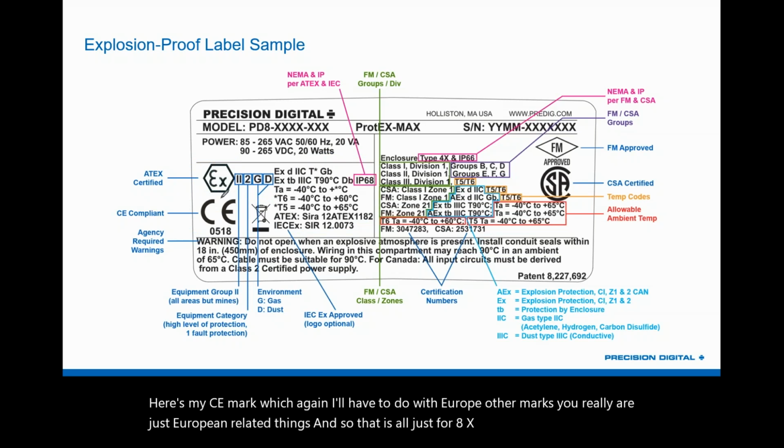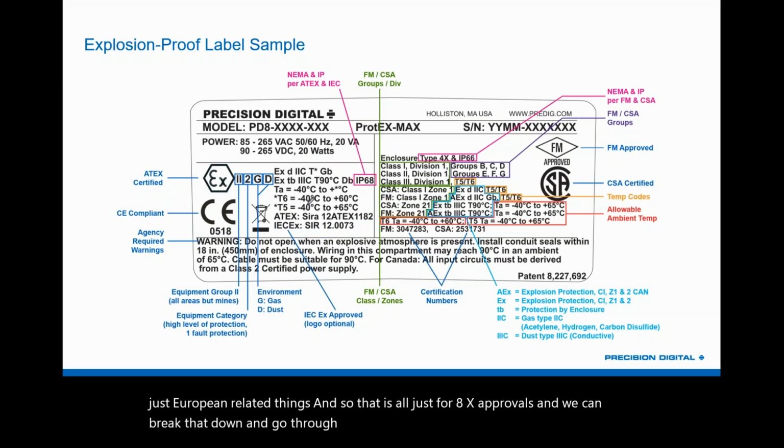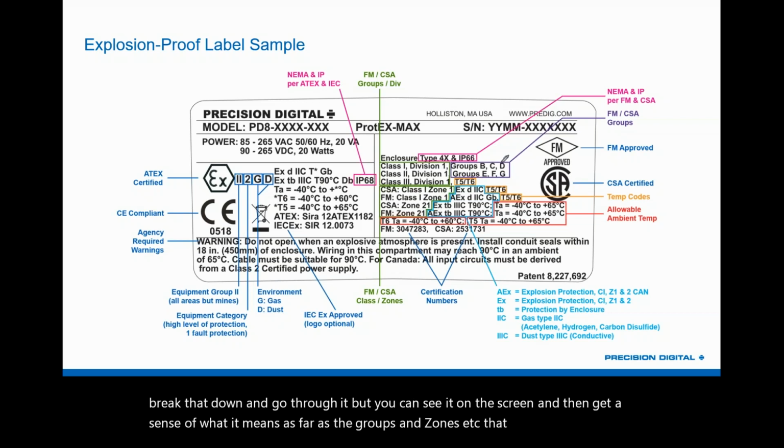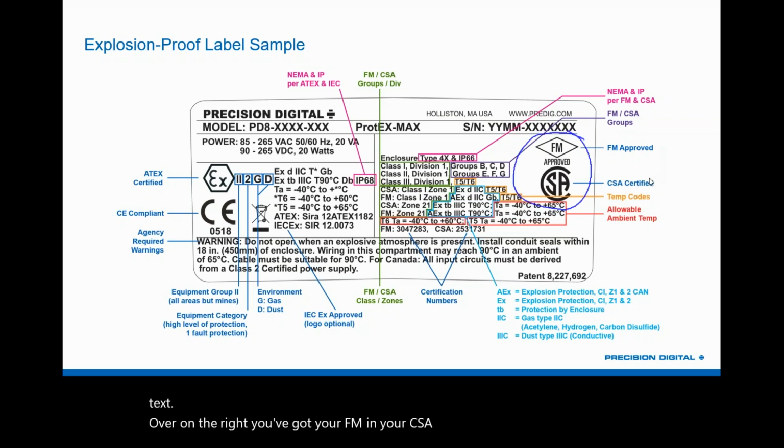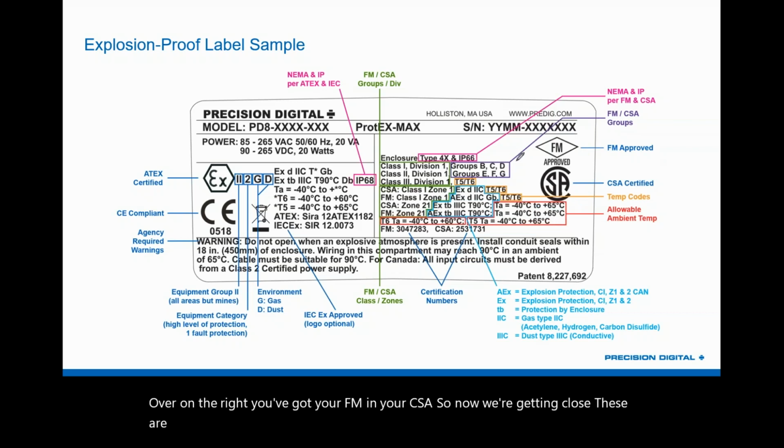We can break that down and go through it, but you can see it on the screen and get a sense of what it means as far as the groups and zones, et cetera, that are appropriate for ATEX. Over on the right, you've got your FM and your CSA. So now we know we're getting close. These are the kinds of approvals that we're most interested in if FM is our concern, if we know we want to go get an FM explosion-proof product.